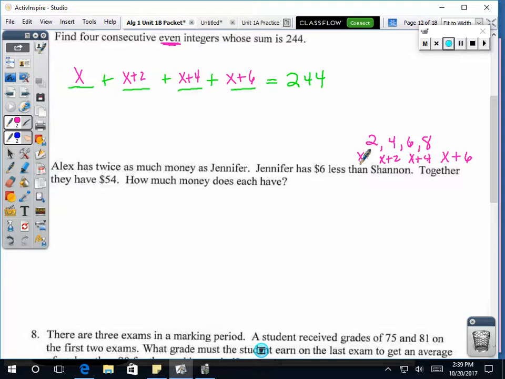Because think about it. Aaron, visualize a 2 every time you see an x. So 2 plus 2 is 4. 2 plus 4 is 6. 2 plus 6 is 8. I'm just making those up. Since I don't know the real answers yet, I'm just thinking of any 4 consecutive integers that I know that are even.